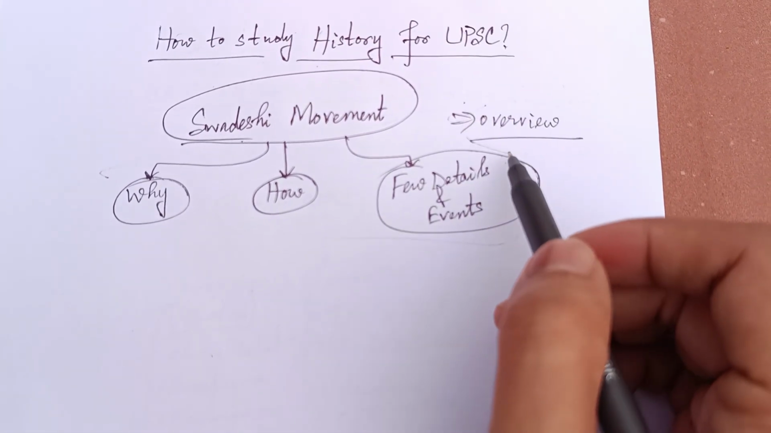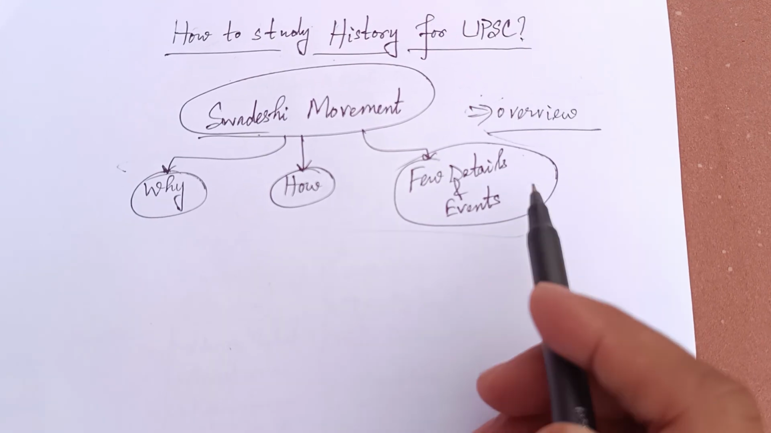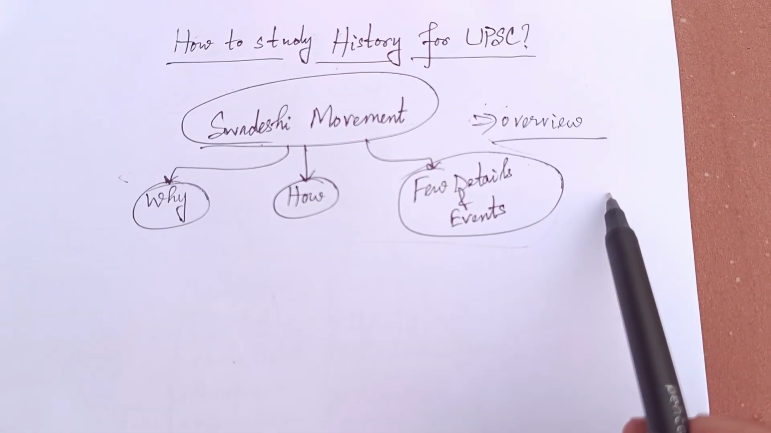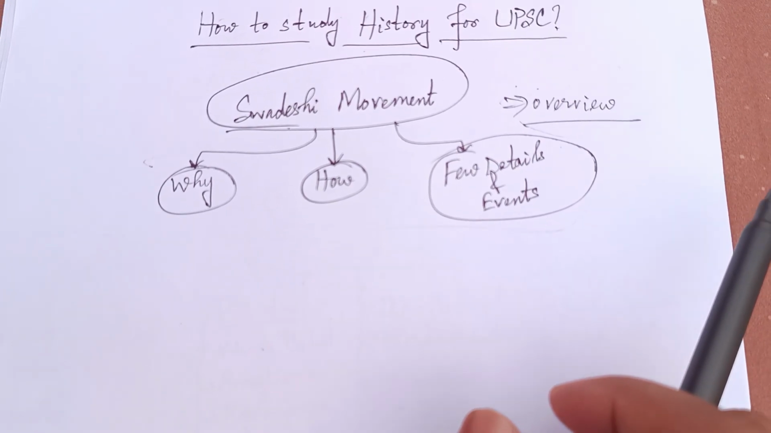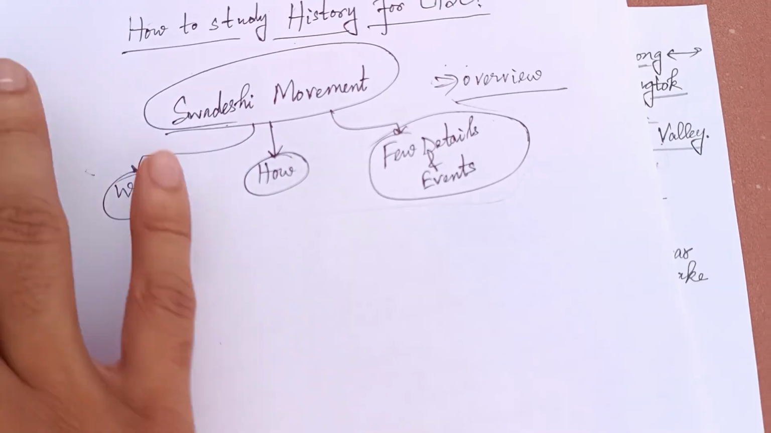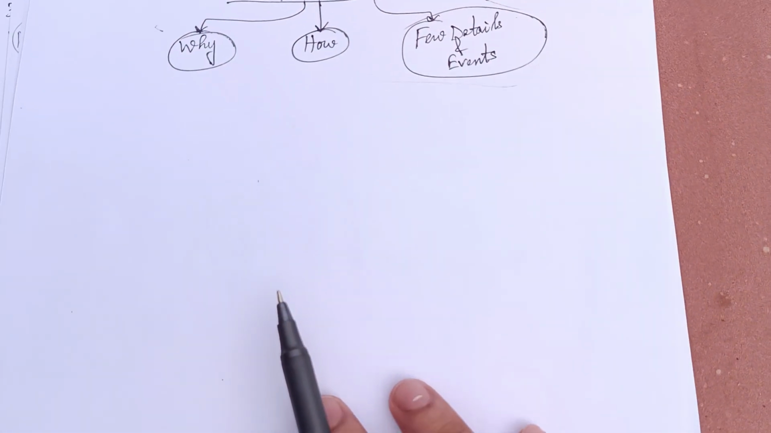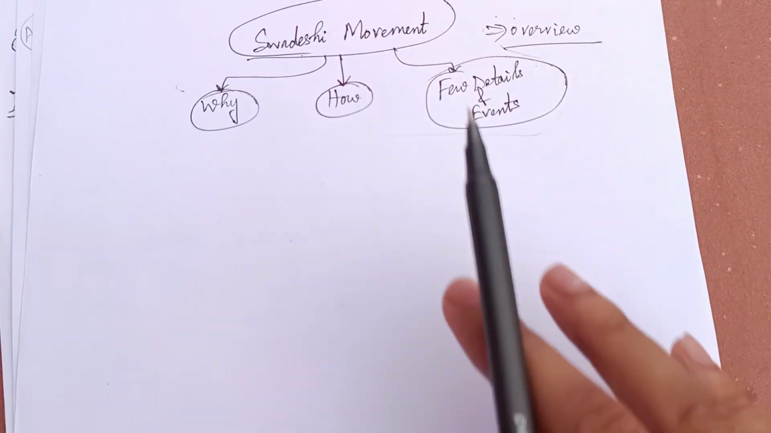There you will need to write for 2 or 3 or even 4 pages. There you will need to have an analytical overview of the whole topic. That is the way of studying history for UPSC. Now I am going to show you how I would approach the Swadeshi movement if I were studying it. Let us see.